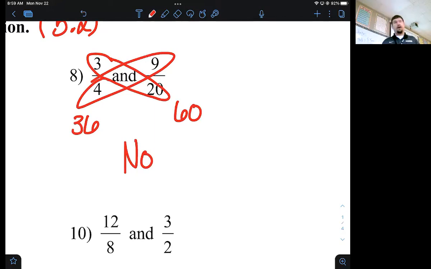Same thing you had to turn in on your 5.2. I just need to see what your cross products were. Or for those of you that use the dividing method, write down what both the decimals are. They're going to be different, but write them down. I don't care how you do it. Just make sure you show your work.